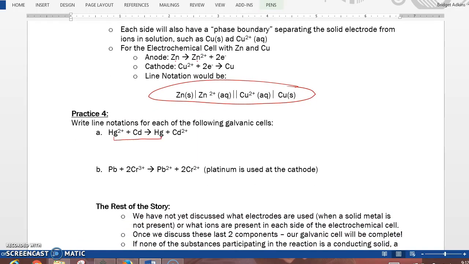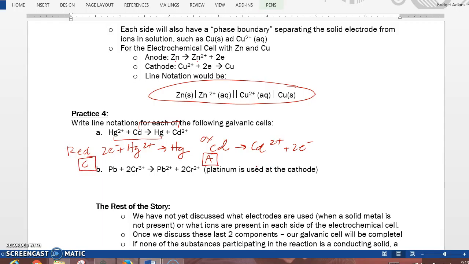So let's take a look at what we would do for A. Line notation, find your partners and see what's going on. We've got Hg2+ forming Hg, and then we've got cadmium forming cadmium 2+. So again, your first step with all these is to figure out who's being oxidized and who's being reduced. So Hg2+, to balance this, we would put the 2 electrons on that side. So it's gaining electrons, so it is being reduced. Cadmium is forming cadmium 2+, so its electrons would go on the product side. So this is being oxidized. And so oxidation occurs at the anode, reduction occurs at the cathode.